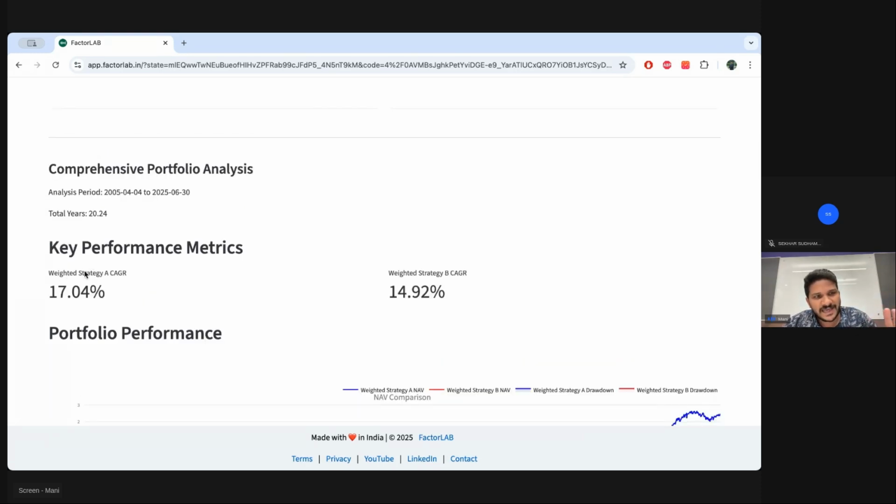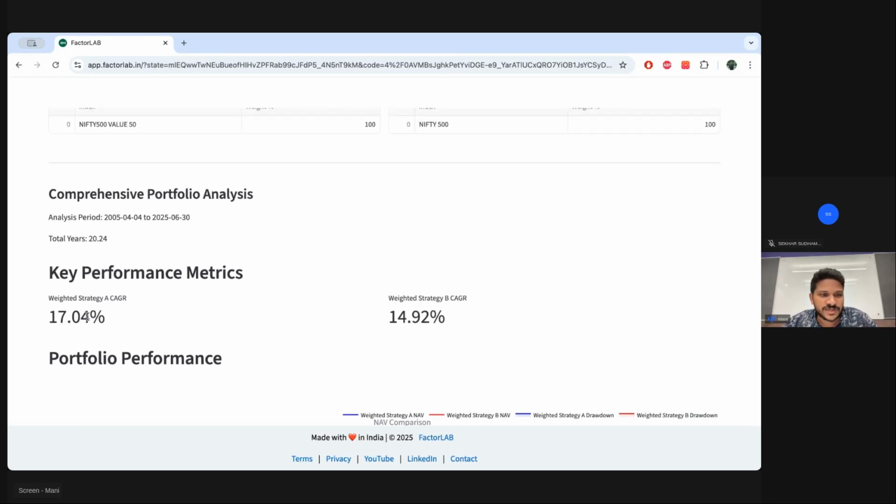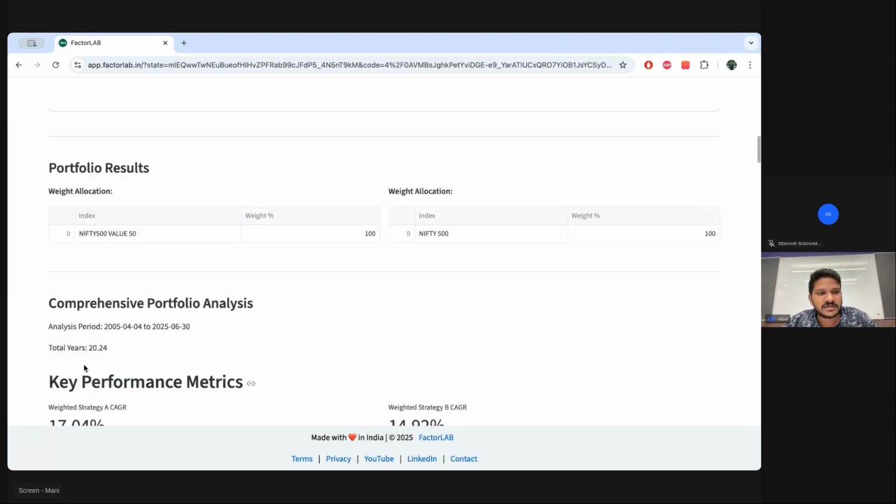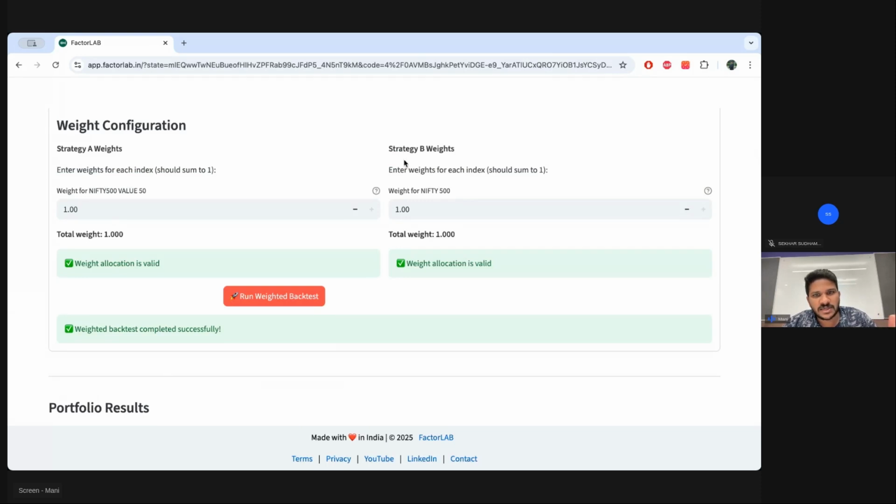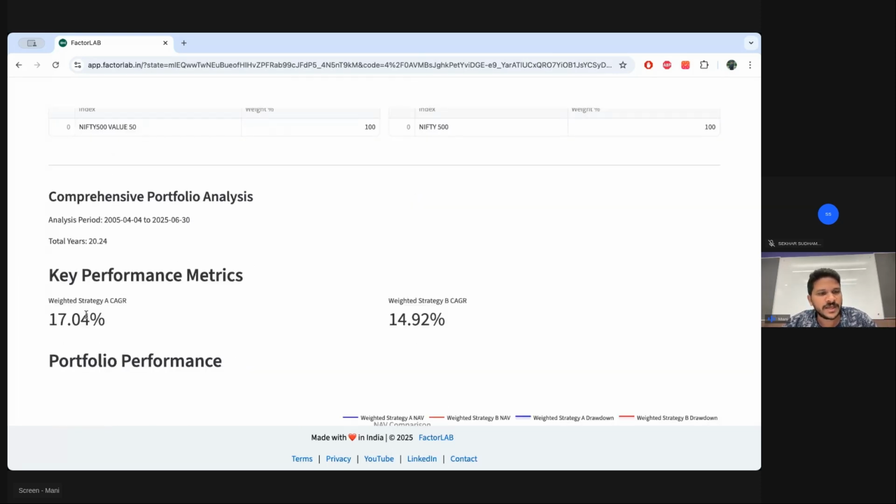So instead of naming the index, we said weighted strategy A, because this could be a combination of indices. Just keep in mind that the first selection you've made is strategy A and the second selection you've made is strategy B. So 17% CAGR versus 14.92%. So there are 2% outperformance here. But like Shekhar mentioned, we're not looking at just a single metric.